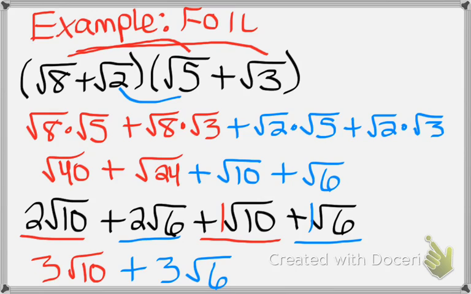Alright, so that's our final fully simplified answer. 3 square roots of 10 plus 3 square roots of 6. And again, if you ever have your doubts, check the decimals of this and check the decimal version of this. You'll notice it'll be the exact same decimal. Alright guys, so this was an example of the FOIL technique.